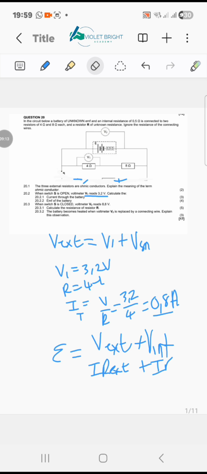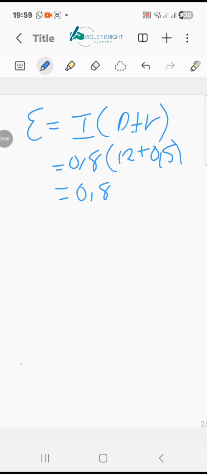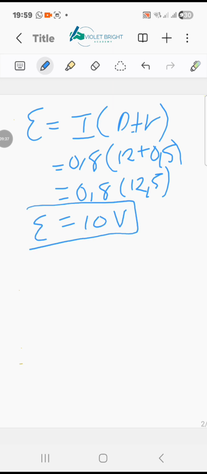So it's about the 4 plus the 8, it's about 12 plus 0.5, which if we add this is going to be 0.8 multiplied by 12.5. It will give us a sum of the product, which is 10. So the EMF of the battery is equal to 10.